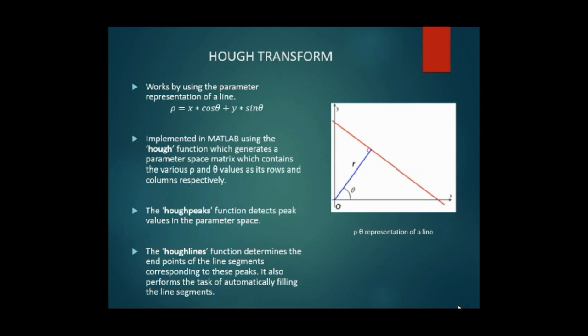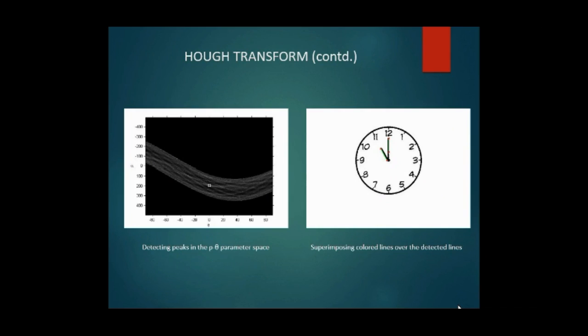Now, the houghlines function determines the endpoints of the line segments corresponding to these peaks. It also performs the task of automatically filling the line segments that are detected. On the image on the right-hand side, the red crosses indicate the endpoints of the line segments, and the green superimposed lines show the lines that have been detected in the image.